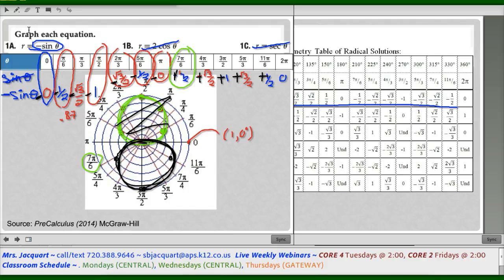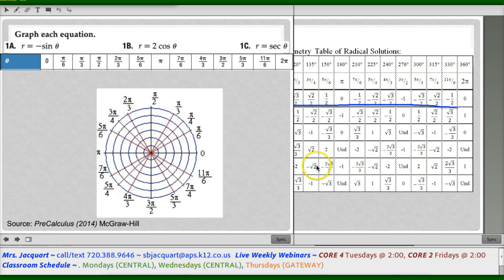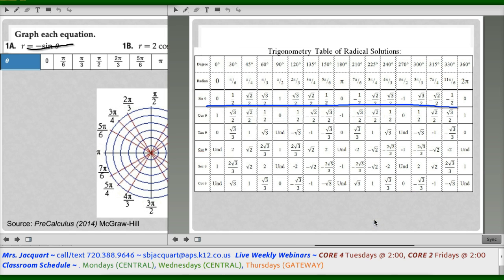So let's see if we can make the next one better. Going off our cosines. So we're not doing the first graph, we're not doing the second graph. Let's do the cosine. And we're just going to take our answer for our cosine and we're going to double it.